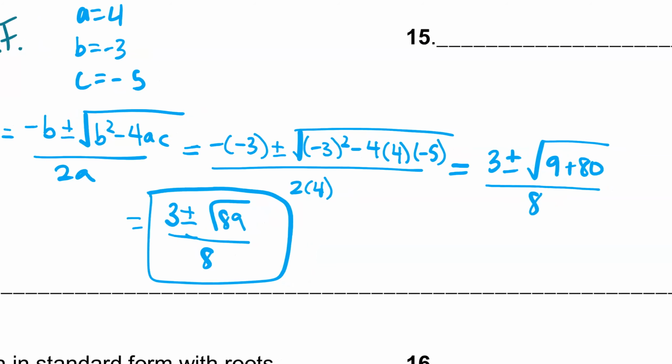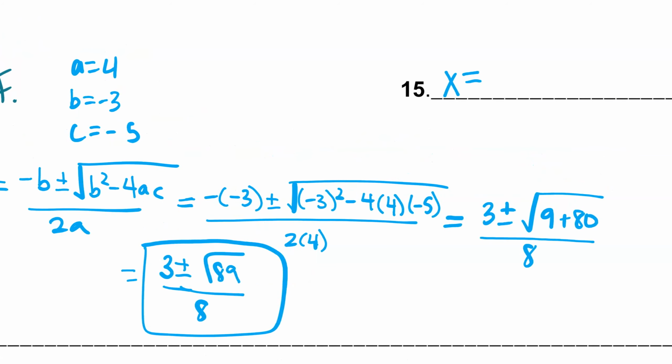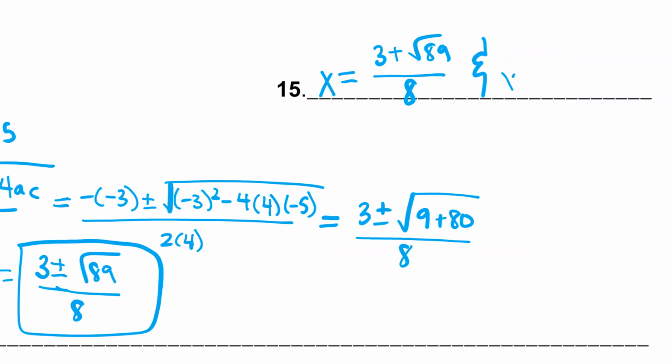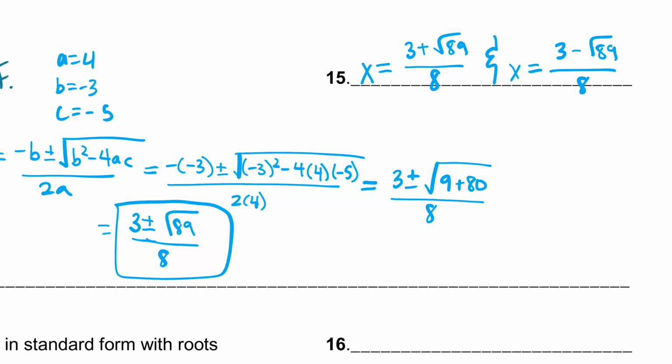So what you could say is x equals 3 plus root 89 over 8, if you don't like writing plus or minus, and x equals 3 minus root 89 all over 8. So we're allowed to write this, but you can write plus or minus. Just once again, pound it into your brain what plus or minus means. Okay, getting close.